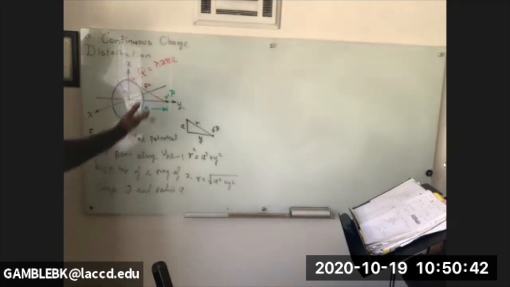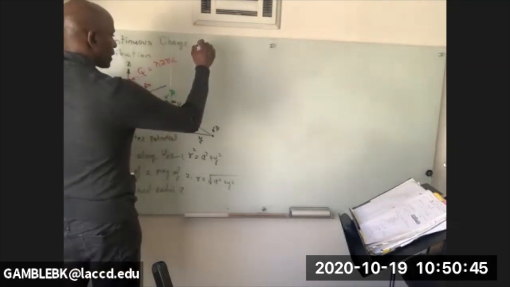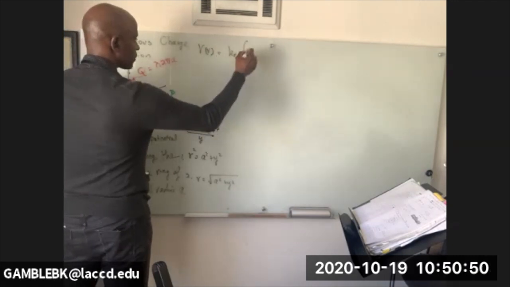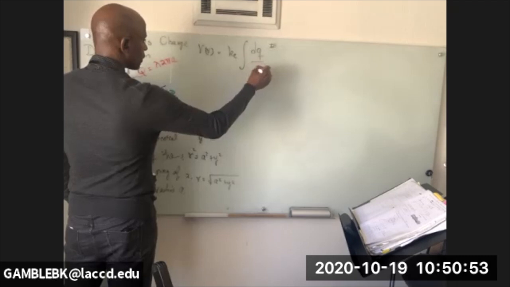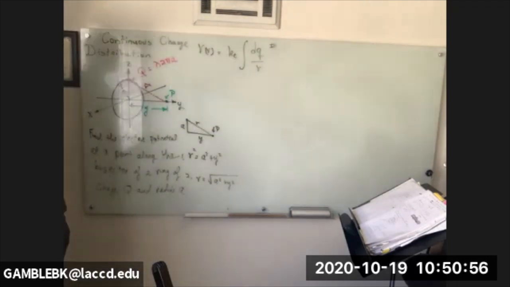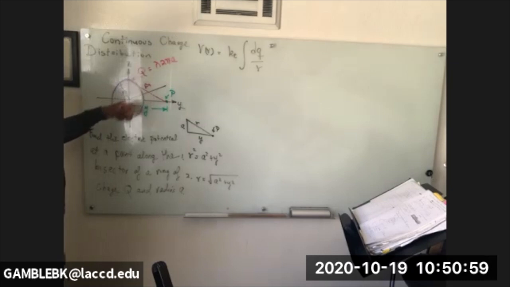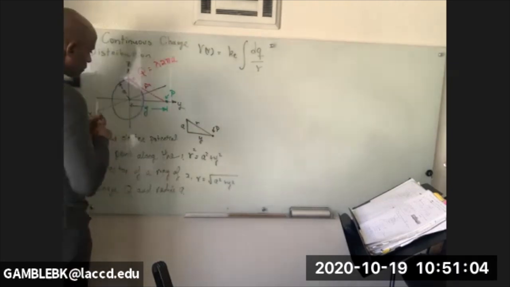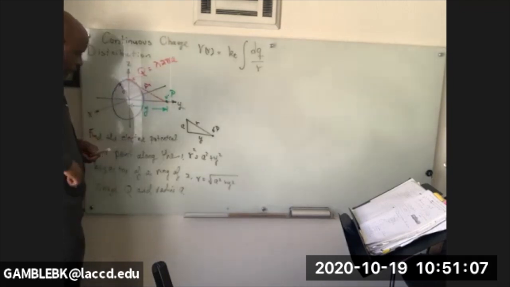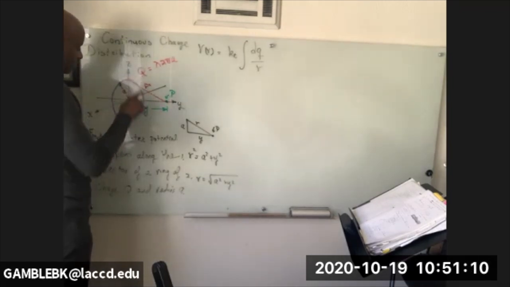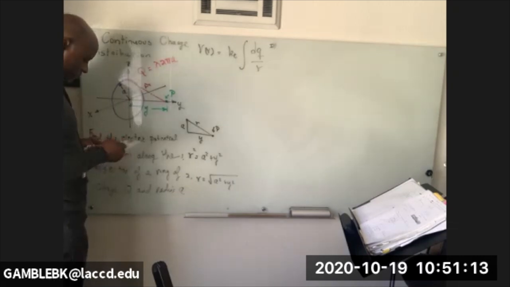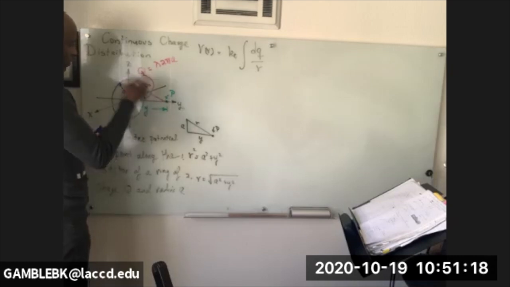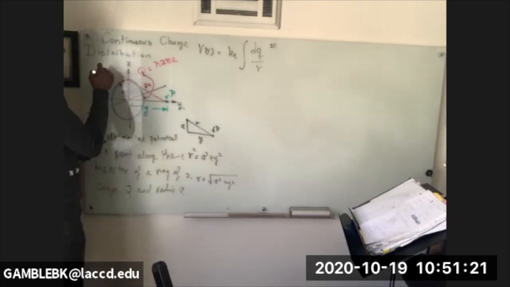And if we want to find the potential, again, we use a formula that I gave you. V of R is equal to k sub B times the integral of dq over R. That's the integral that we have to work out. So if the whole thing is Q, then this little element, that charge is just dq. The charge of the whole thing is Q, but that little charge is dq.